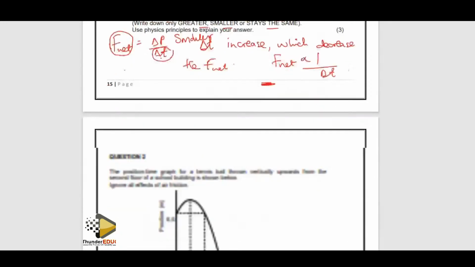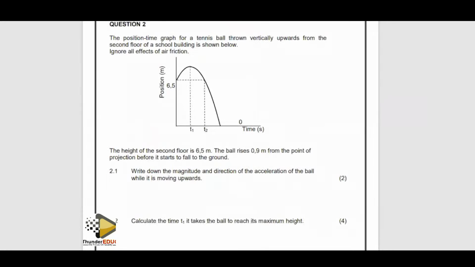Then question number 2 is more or less the same thing. We've been given a position time graph of a tennis ball. How do we approach a question when a graph is provided for us? They're telling us that the position time graph is of a tennis ball that was thrown vertically upwards from a second floor of a school building, shown below. Ignore the effects of friction.